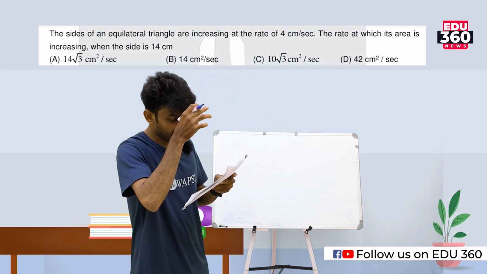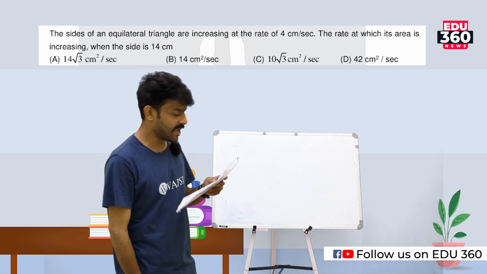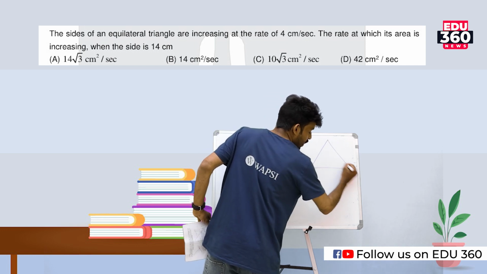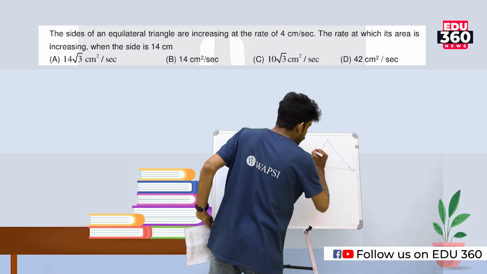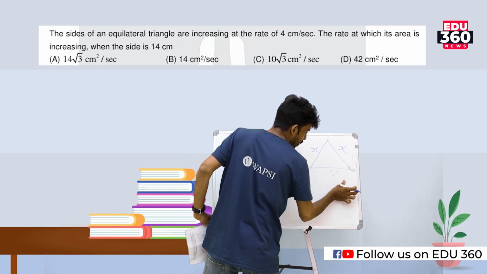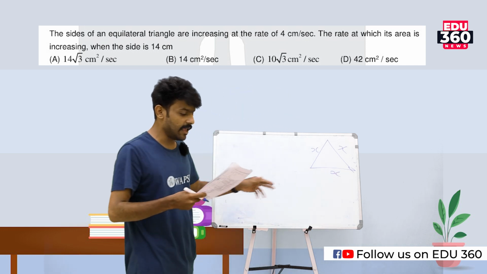Okay, so first of all, it's given that it's an equilateral triangle. So what is an equilateral triangle? Equilateral triangle means the sides are equal. Yes, like this. So I'm going to consider x, x, x. That means the 3 sides are equal. The length of one side is equal to x, so the 3 sides are equal here.